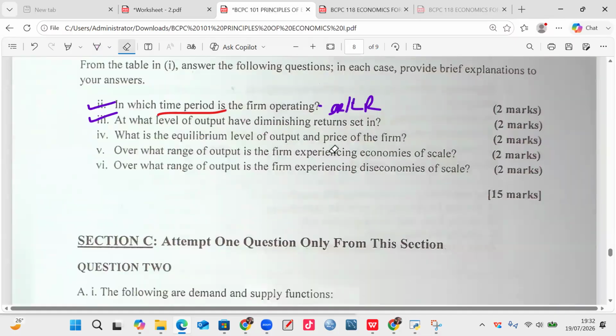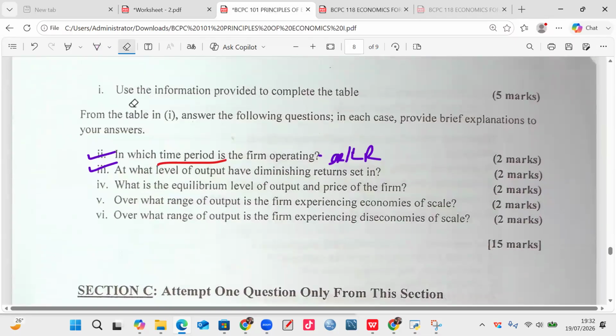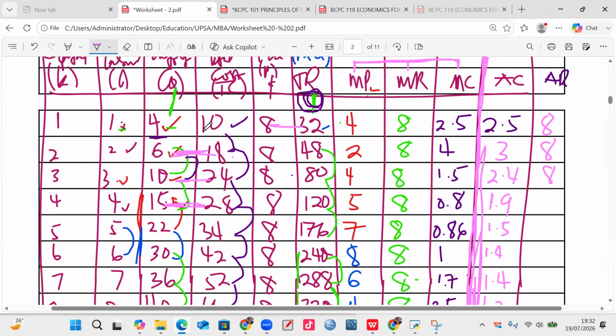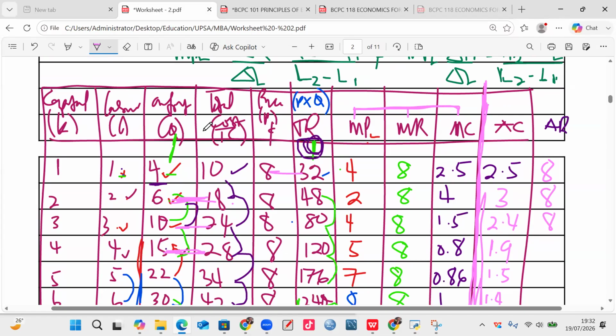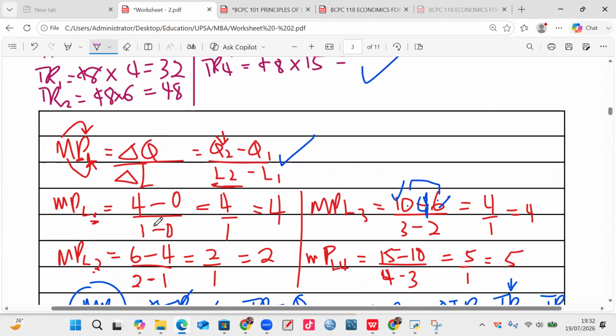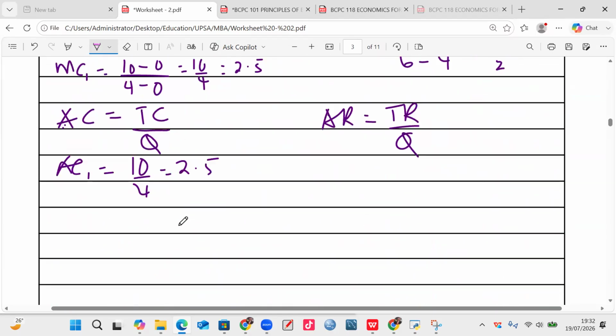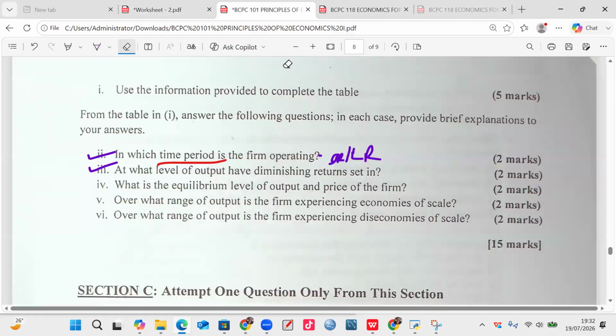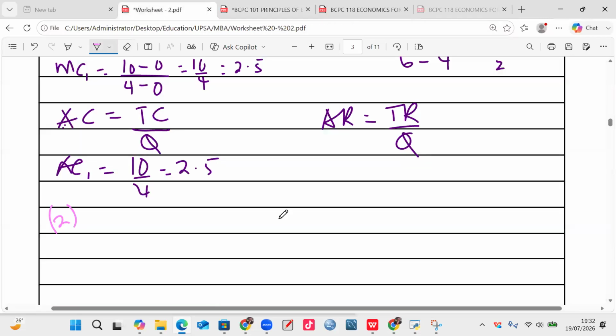So now, let's come and solve these questions. Then we'll finish quickly. So we've solved number 1: use the information we have to complete the table. We have completed the table. We will get 5 marks here for filling in the table. We come to number 2. It says, in which time period is the firm operating?